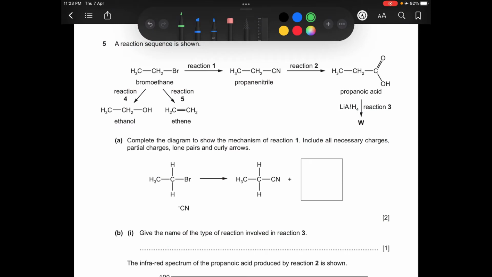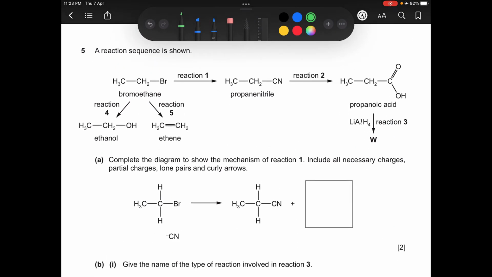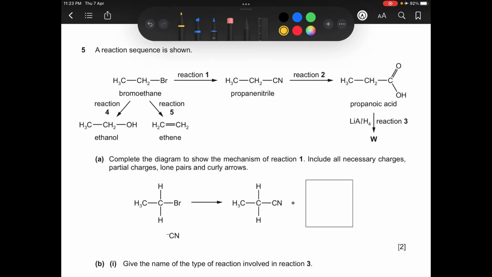Okay, so let's complete question 5. Question 5 says a reaction sequence is shown, as on the sheet. The starting material of this reaction is bromoethane, which is a halogenoalkane. We did several steps, as we can see. Let's start with the first question, which is A. A says complete the diagram to show the mechanism of reaction 1.